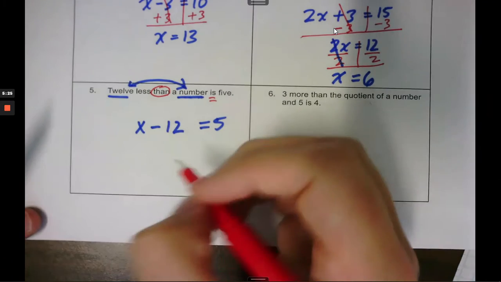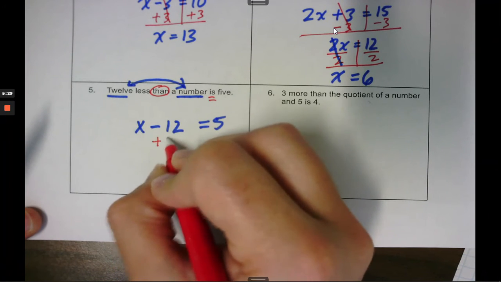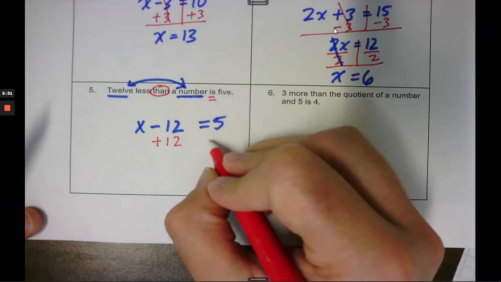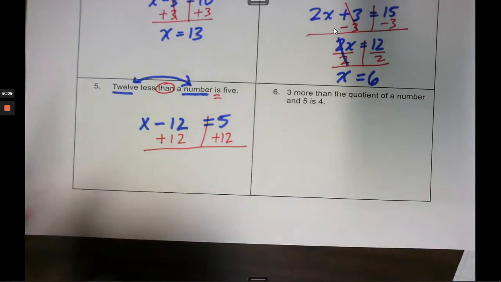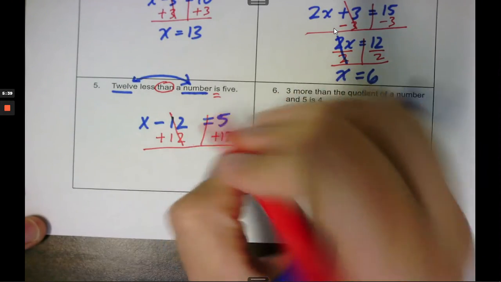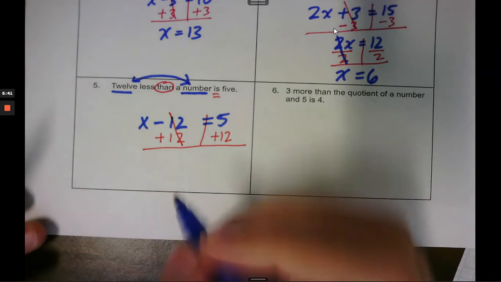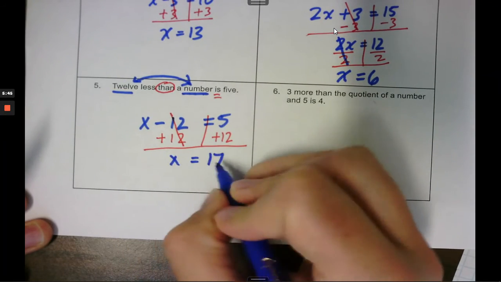And then to solve that equation, I use the inverse operation for subtraction, which is addition. And I need to get rid of the 12 on that side. So I add 12 to both sides so that I can have x by itself. Okay? Minus 12 plus 12 cancels out, goes to 0. And I'm left with x equals 17.